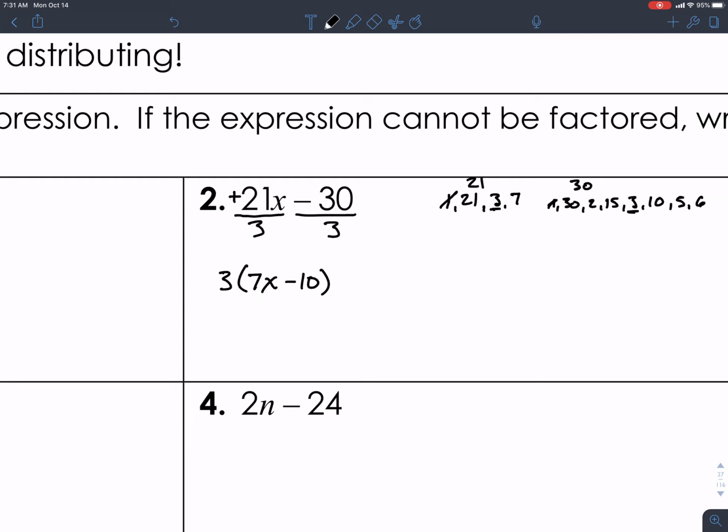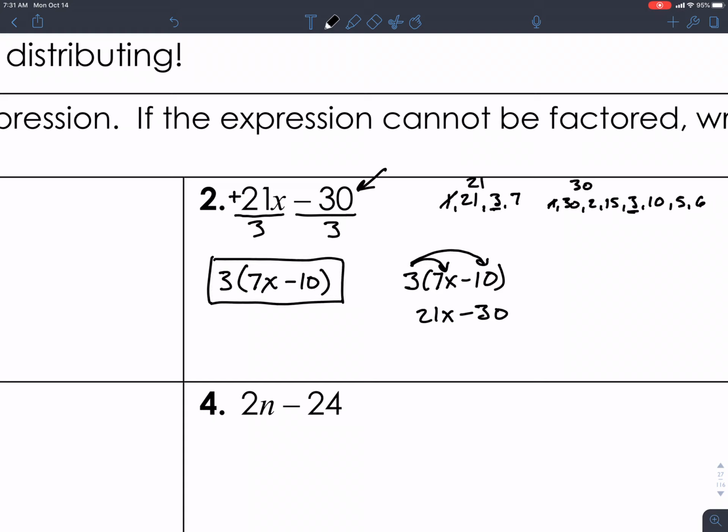So I'm going to go over here. I'm going to rewrite it. I'm going to check it. 3 times 7, that's 21x. 3 times negative 10, that's negative 30. Cool. That was exactly what we started out with over here. So this is my correct answer. Okay? So let's do that again.